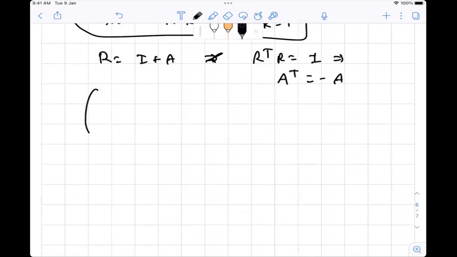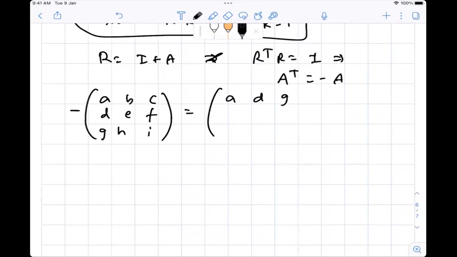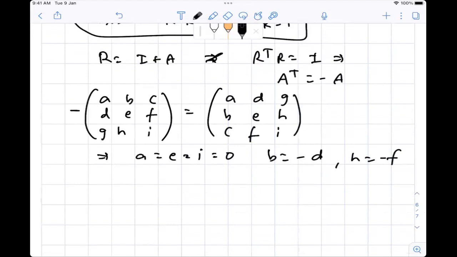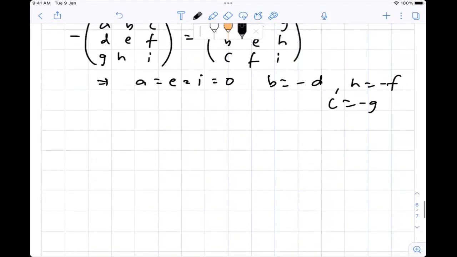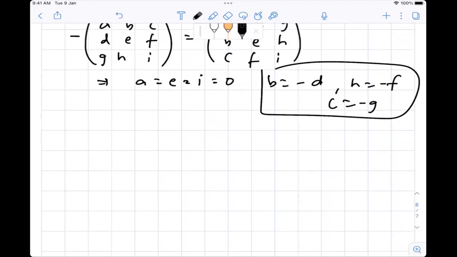So let me again do that. A, B, C, D, E, F, G, H, I. So this is A, and if you take a transpose of this, you will get A, D, G, B, E, H, C, F, I. So this means all the diagonal elements are 0. A equals E equals I equals 0. And then B equals minus D, H equals minus F, and C equals minus G. So now there are 3 such possibilities. So there are 3 such generators.